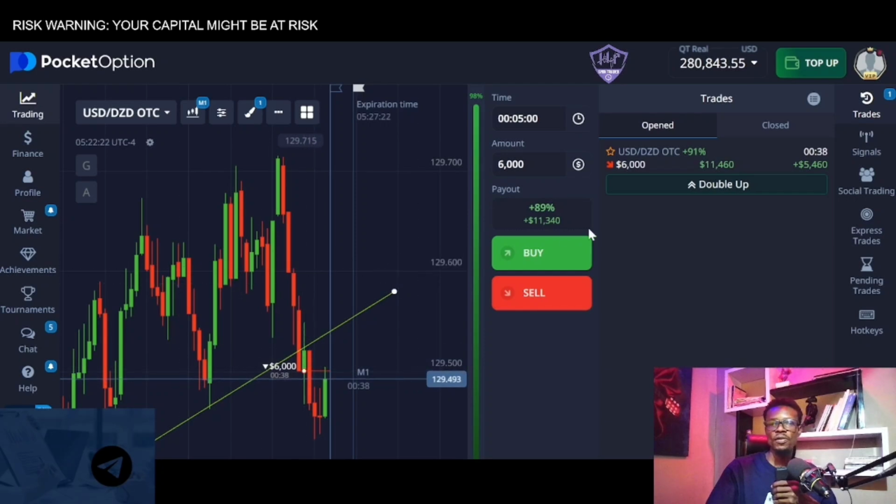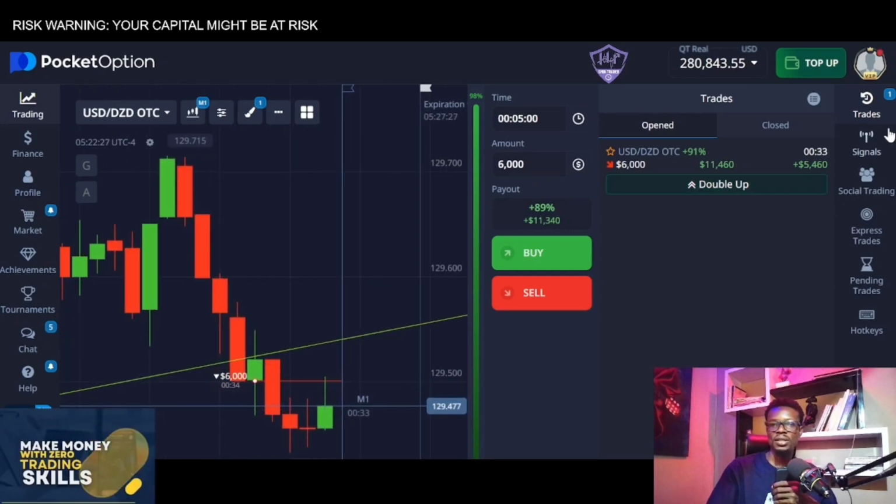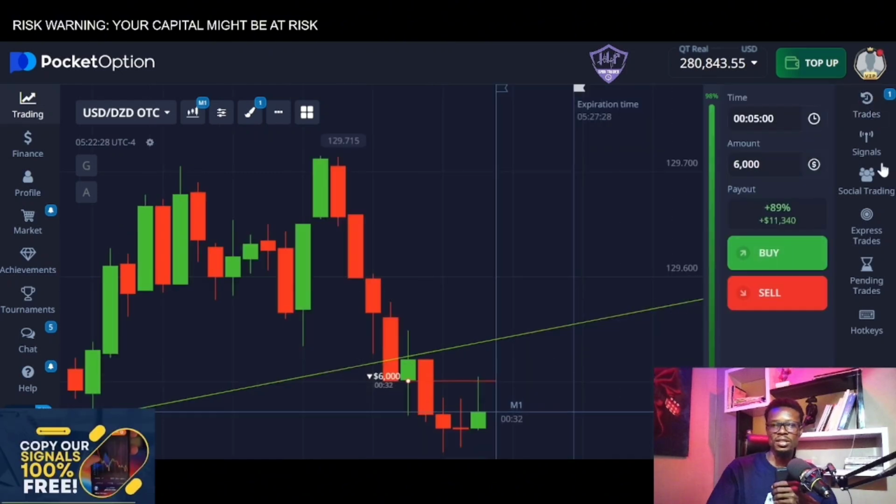Okay, so let's wait for the next few seconds to see how this trade closes, and of course we'll be celebrating this beautiful win in the next few seconds.